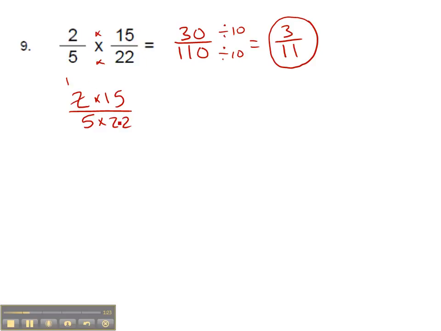2 divided by 2 is 1. 22 divided by 2 is 11. And then the same thing with 5 and 15. They both have a common factor of 5. 5 divided by 5 is 1. 15 divided by 5 is 3. Now that you have these simpler, smaller numbers, you can multiply across. 1 times 3 is 3. And 1 times 11 is 11.